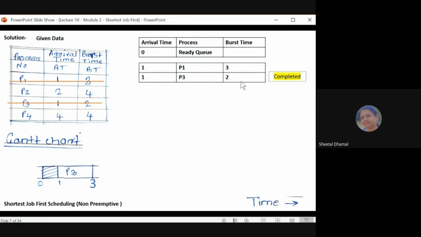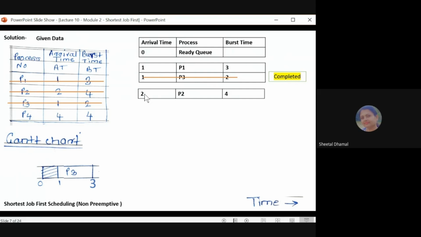Now after it is terminated, I can cut that process from the ready queue because it has already completed. It is no longer required CPU. So I can write that the process is completed. Now here at 2 o'clock process P2 entered into the ready queue. So what I will do, I will take out that process from this table and I will enter it into the ready queue.